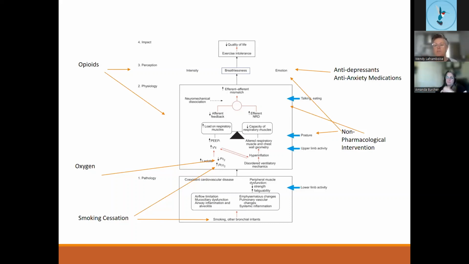Pacing and energy conservation. Any tips for how to talk to patients, residents about palliative care for COPD? What to say if they react with frustration to this?